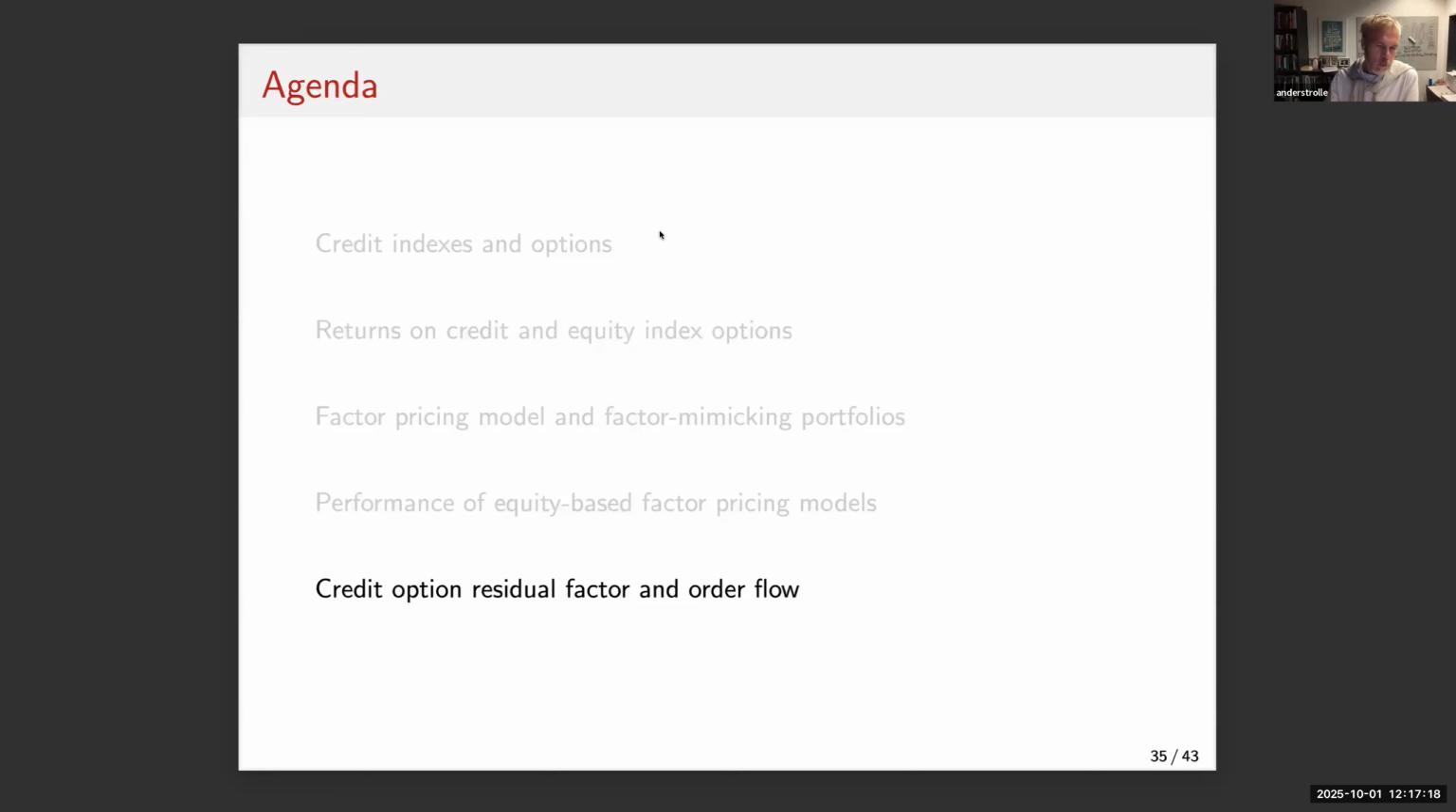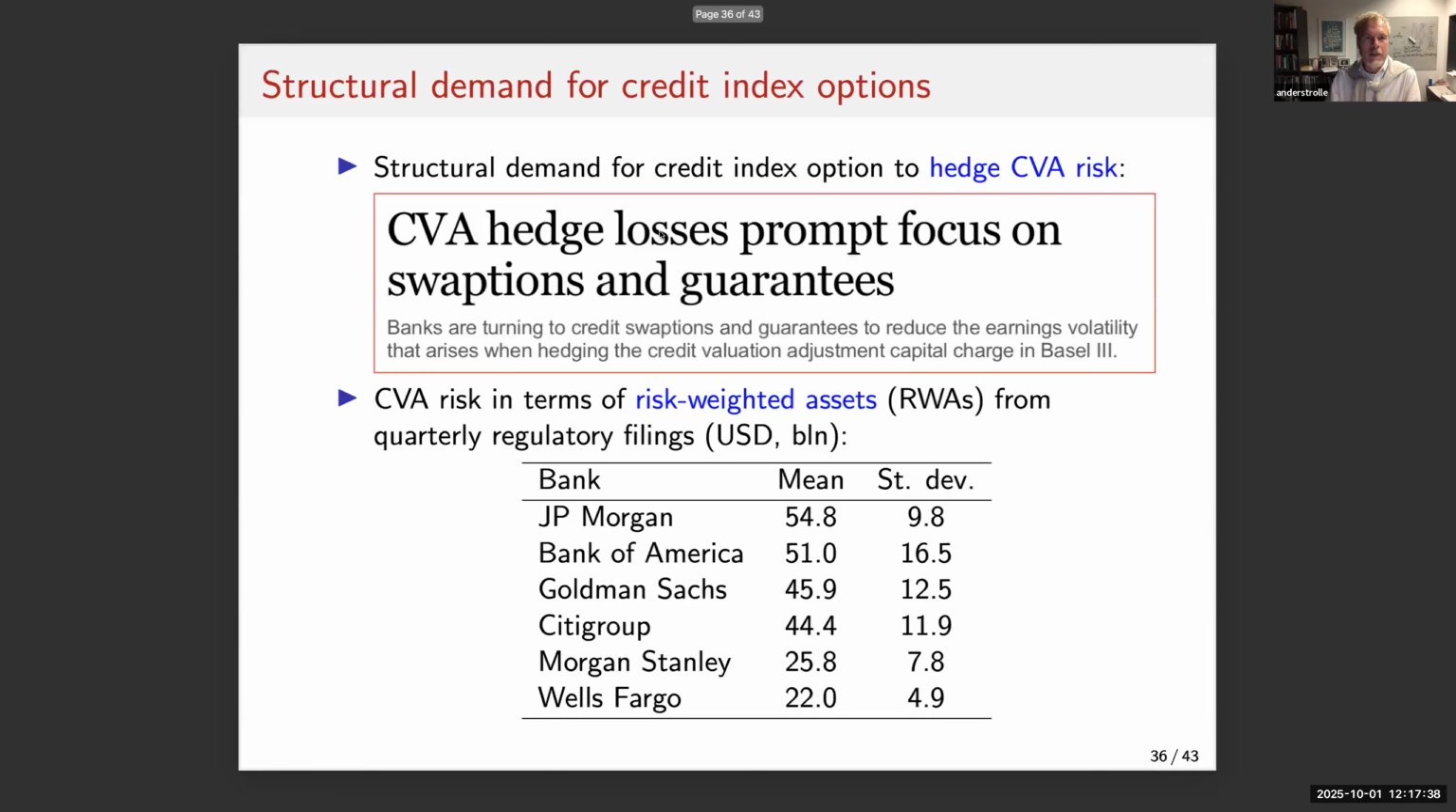And so the final question we want to investigate is, can we explain this differential pricing of credit and equity index options? In other words, can we explain the variation in this credit-specific factor?